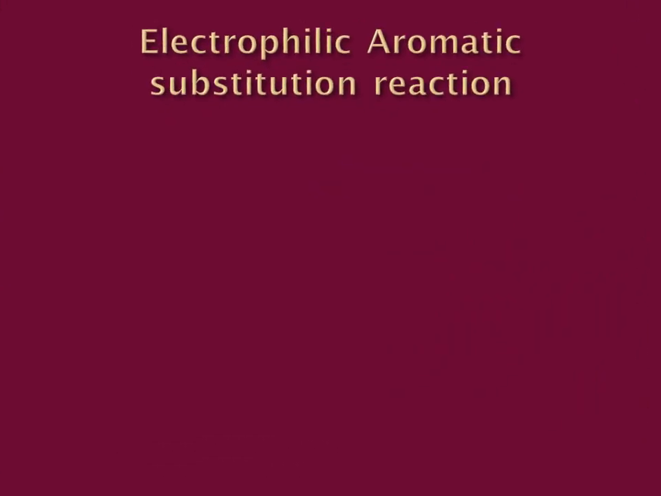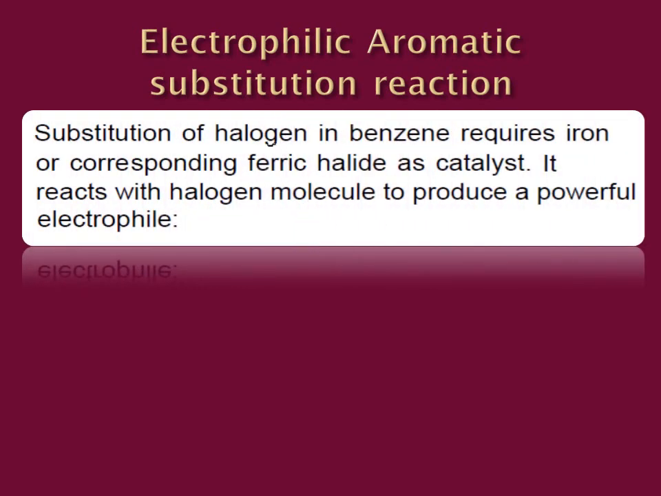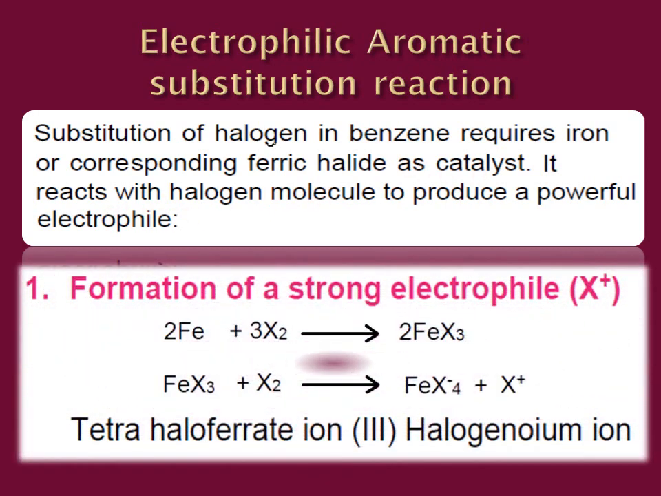Students, as I have already mentioned, the electrophile should be a strong one in order to react with benzene. Substitution of halogen in benzene requires iron or the corresponding ferric halide, meaning iron with any halogen atom, as a catalyst. It reacts with a halogen molecule to produce a powerful electrophile. Now students, you can see the formation of a strong electrophile. Iron is going to react with halogen to give ferric halide. This ferric halide further reacts with a halogen molecule to give the tetrahaloferrate ion, FeX4 negative, along with a halogenonium ion. You can see X positive.